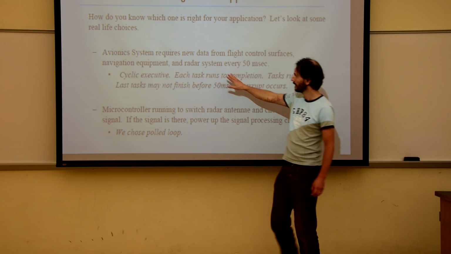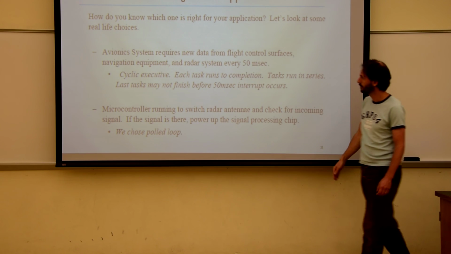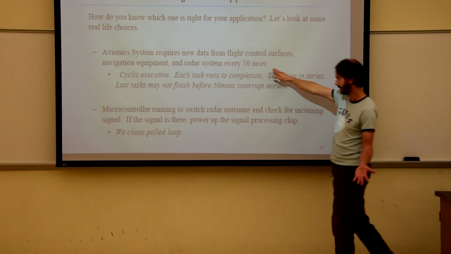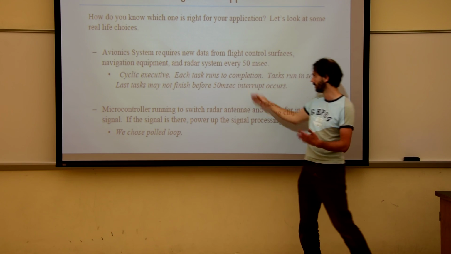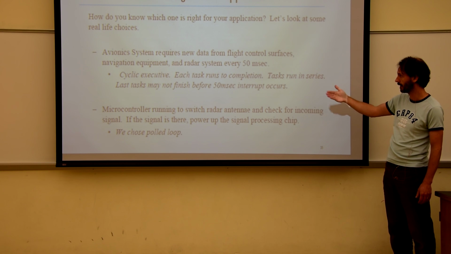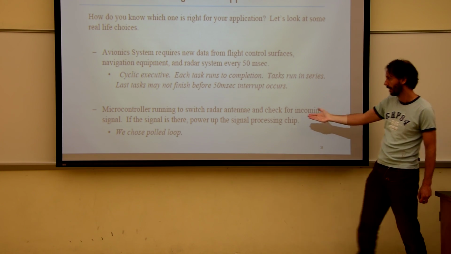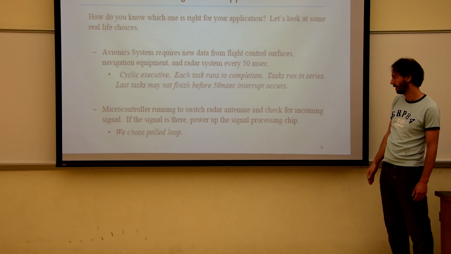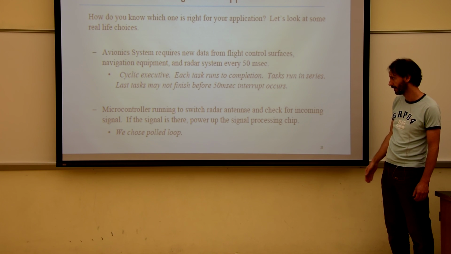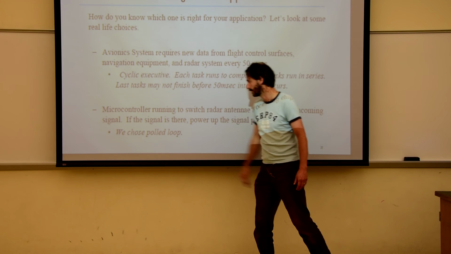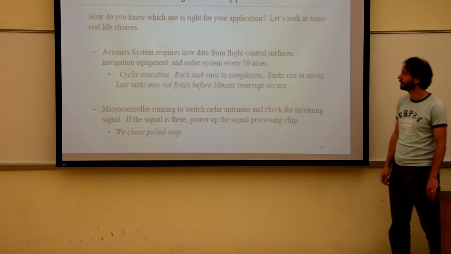This is the last slide. So here we have an avionics system that requires new data from flight control services and a radar system every 50 milliseconds. Cyclic executive, you can do that again. Each task runs to completion, tasks run in series. The last task may not finish before the 50 millisecond interrupt occurs though. A microcontroller is running to switch the radar antenna and check for an incoming signal. If the signal is there, power up the signal processing chip. So we can choose, say, a polled loop, and so forth.